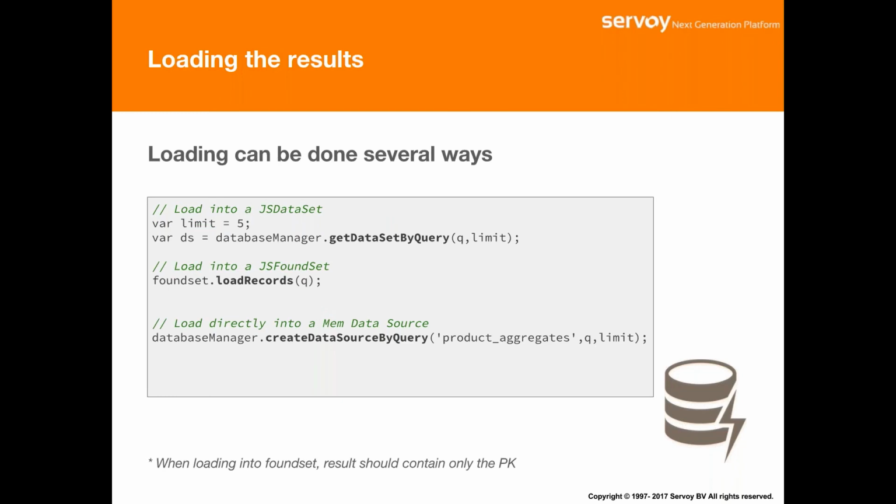You can also just give a query directly to a found set and it'll change its query and load those records in the found set. Doing limit in that case doesn't really do anything because a found set already limits it to its internal page size. Keep in mind that when you do load a found set based on a query, the result portion of the query should only contain the primary key. It doesn't make sense to have other stuff in the result because the found set doesn't care about that other stuff. It just wants the primary key.